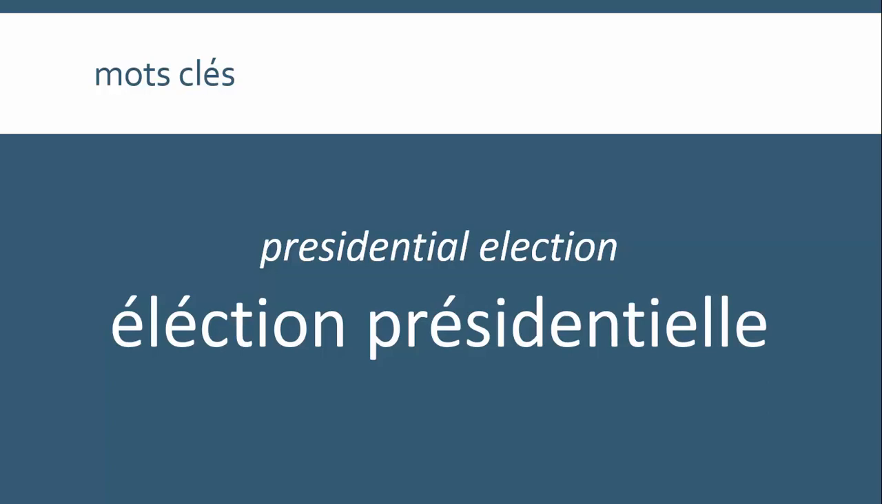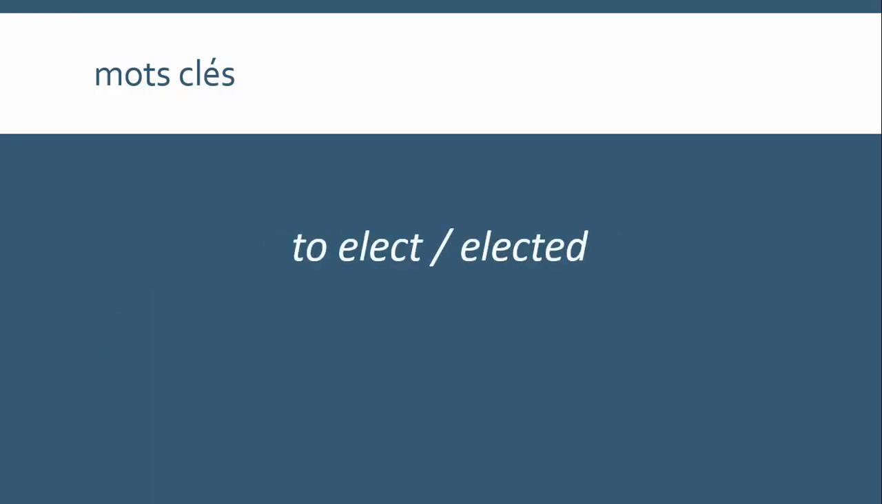Une élection présidentielle. Then we have to elect and elected. So we have the infinitive and the past participle. The infinitive to elect is élire, and the past participle elected is élu. So if you're familiar with the verb lire, meaning to read, which I imagine you are, then it's very similar to that. We have lire becomes lu, élire becomes élu. Élu is also the term used when we're talking about president-elect. Okay, that would be le président élu, literally the president elected.